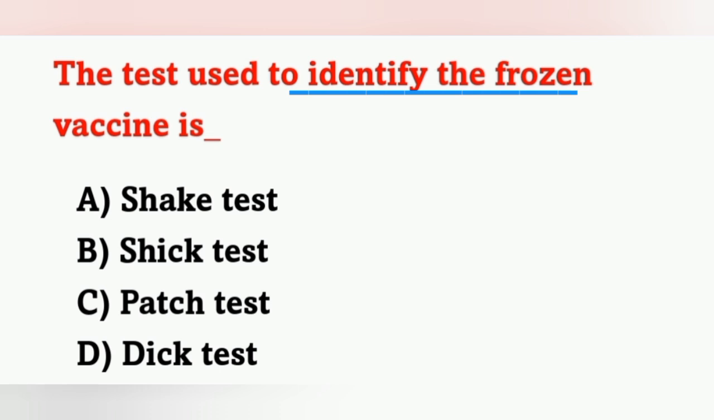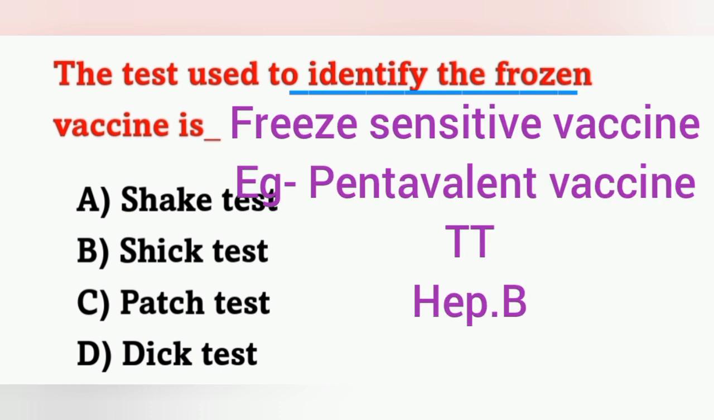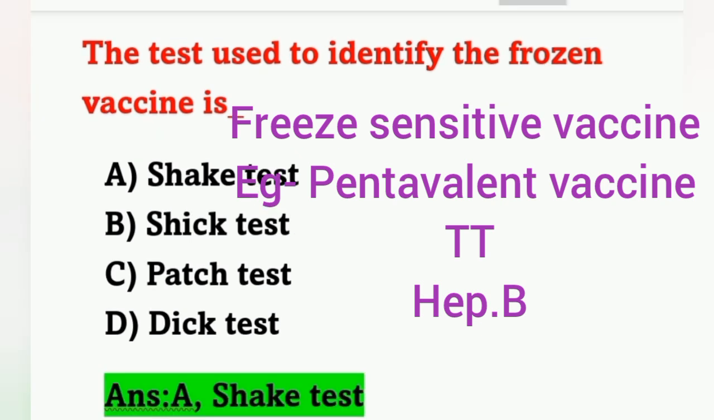First question, the test used to identify the frozen vaccine is? Option A, shake test. Option B, shake test. Option C, patch test. Option D, Dick test. Here the question is, which test is used to identify a frozen vaccine or freeze sensitive vaccine? Frozen vaccine means these vaccines, if we keep them in the deep freezer, will be damaged. So they are freeze sensitive vaccines. The test used to identify freeze sensitive vaccine is the shake test. Option A is the correct answer. Examples for freeze sensitive vaccines are pentavalent vaccine, TT, and hepatitis B.